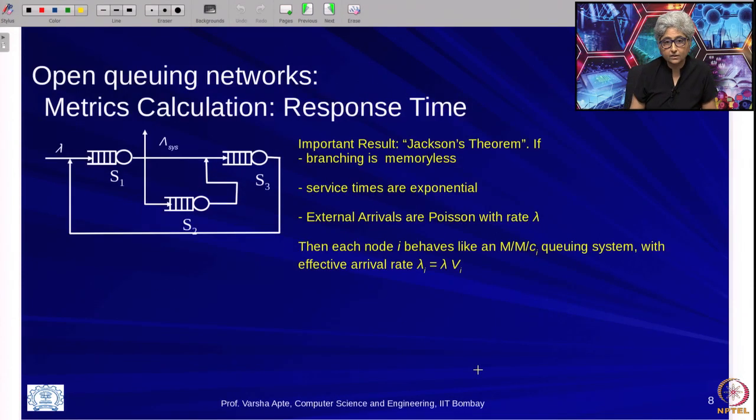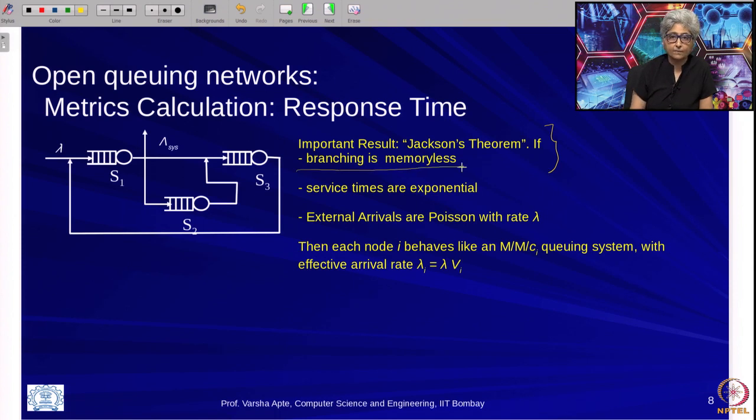Now we can look at response times. Here there is a very, very important result called Jackson's theorem that is required. Actually, we cannot reason about response time without this result, and because of this theorem, all of these kinds of queuing networks are called Jackson queuing networks. So what is it that makes a queuing network a Jackson queuing network?